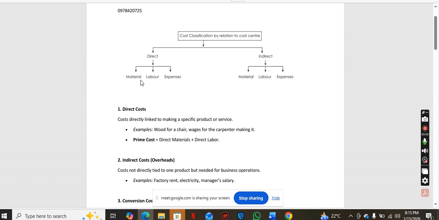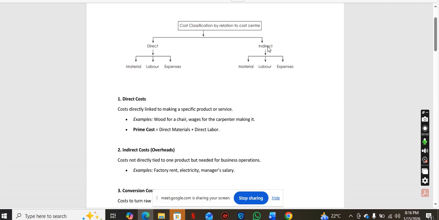Then you've also got direct labor, the people who are actually making those chairs, what they're getting paid. That is the direct labor. So together, direct labor and direct material form what is called the prime cost. When you hear prime cost, just remember direct materials and direct labor.